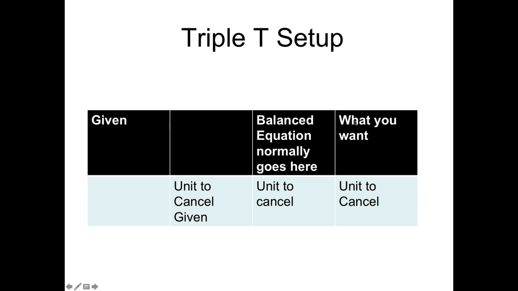So the only extra step that stoichiometry takes is that you're starting off with one item and you're finding out details about another item from a balanced equation. So you have to have a balanced equation, you have to have a 3T chart, and you're going to use the coefficients of that balanced equation in the chart. So let's go and show this with a problem.